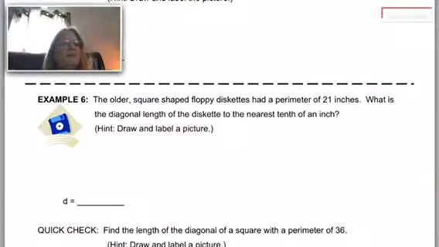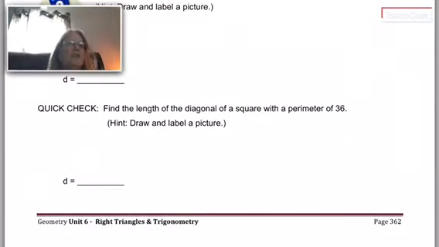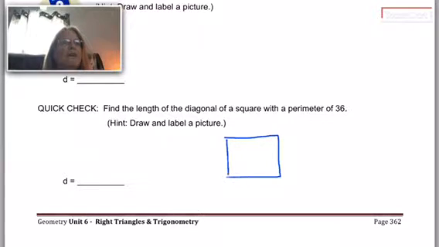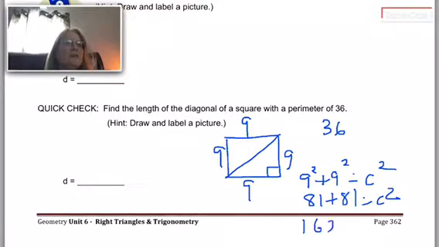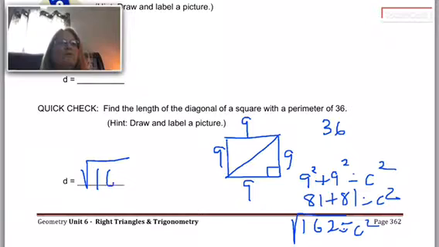Okay, so let me scroll up and please pause and do the quick check yourself. Okay, hopefully you paused. The length of the diagonal of the square with a perimeter of 36. Well, 36 divided by 4 is 9. So each side is 9. And then we have the diagonal. So 9 squared plus 9 squared is equal to c squared. So 81 plus 81 is equal to c squared. So 162 is equal to c squared. So c is equal to the square root of 162.